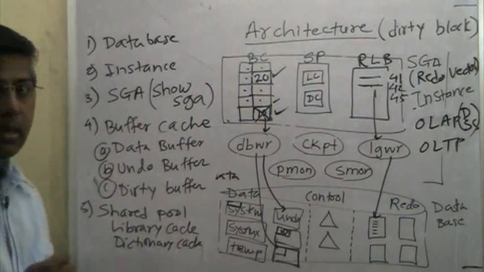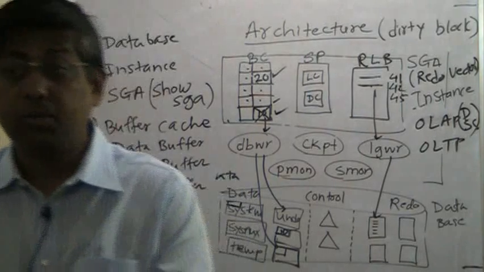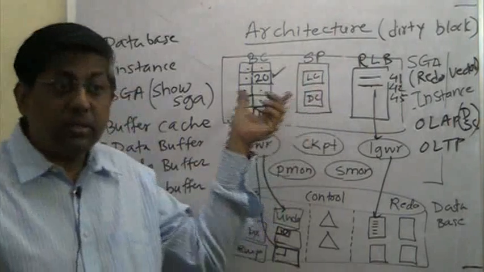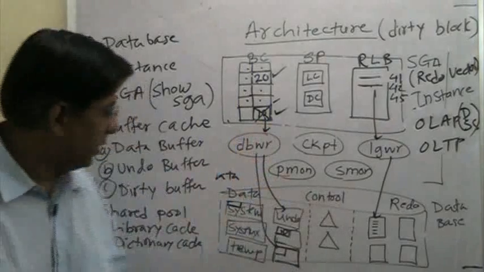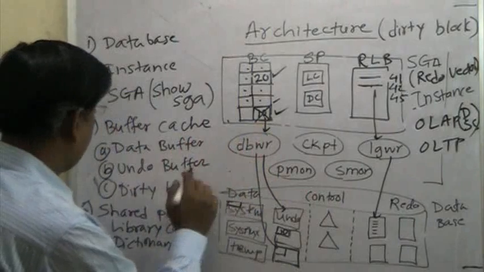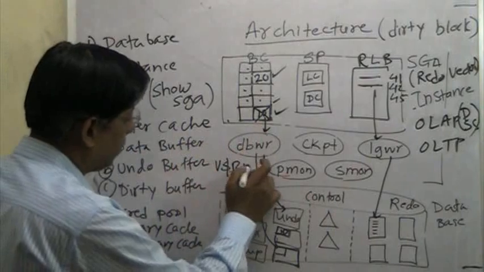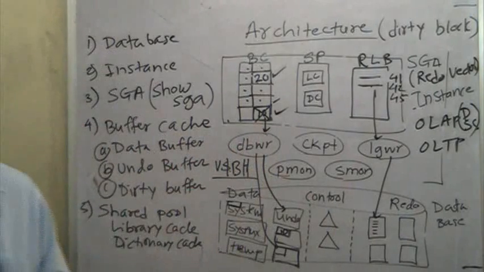Now you can find out the information inside the library cache through a data dictionary view. Similarly, you can find out what is inside the buffer cache by going through a certain data dictionary view. There is a view called V$BH. This will give you information about what blocks are there in the buffer cache.